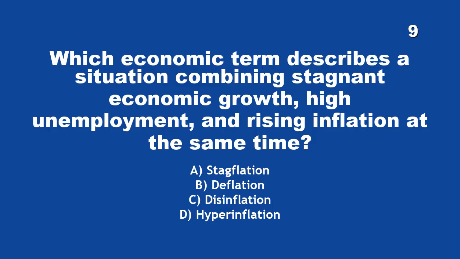Which economic term describes a situation combining stagnant economic growth, high unemployment, and rising inflation at the same time? Option A, stagflation. Option B, deflation. Option C, disinflation. Option D, hyperinflation. The correct answer is A, stagflation.